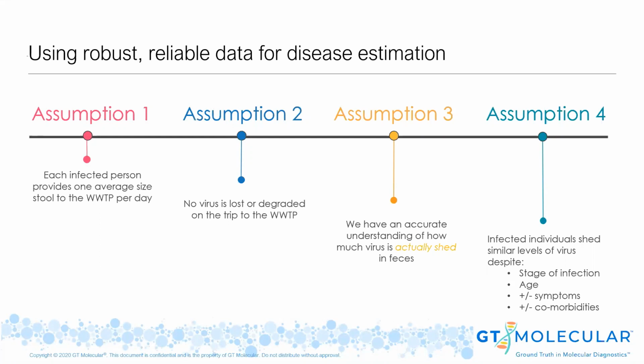And lastly, these models assume that infected individuals shed similar levels of virus despite their stage of infection, which we know to be false, their age, whether they're symptomatic or asymptomatic, and whether they have coexisting morbidities.